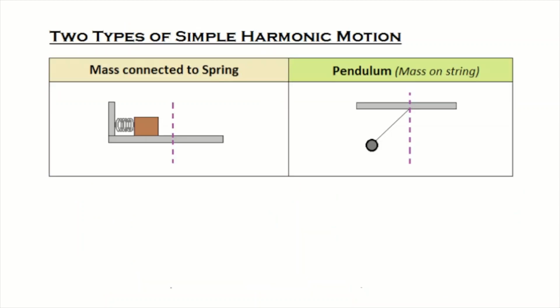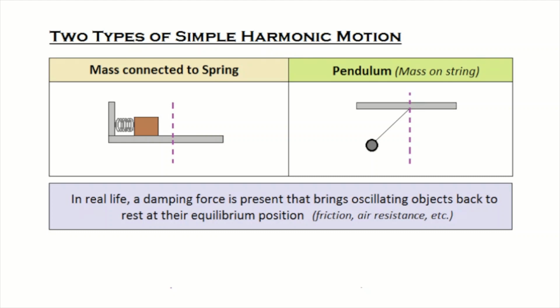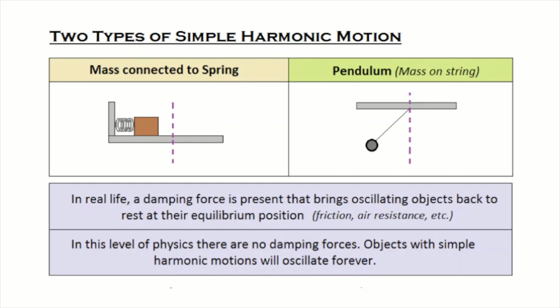When it comes to solving problems in this unit, you're going to run into two common setups. We've already mentioned the mass connected to the spring, but now we're also looking at the pendulum, which is a mass at the end of a string. Imagine we pull the mass back and release it. It will swing back and forth across our equilibrium line. Now in real life, we would expect these objects to come to rest pretty quickly. That's because damping forces would be present, things like friction and air resistance. But in this level of physics, we aren't considering damping forces, as they're too complicated to study with this type of motion. Instead, we'll expect objects with simple harmonic motion to oscillate forever.